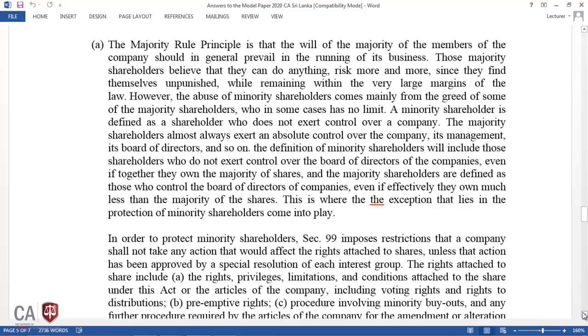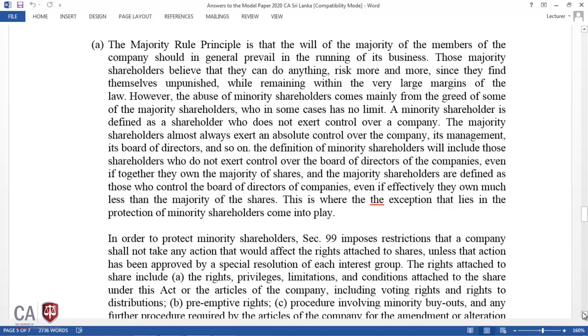A minority shareholder is defined as a shareholder who does not exert control over a company. The majority shareholders almost always exert an absolute control over the company, its management, its board of directors, and so on. The definition of minority shareholders will include those shareholders who do not exert control over the board of directors of the companies, even if together they own the majority of shares. And the majority shareholders are defined as those who control the board of directors of the company, even if effectively they own much less than the majority of the shares. This is where the exception that lies in the protection of minority shareholders comes into play.